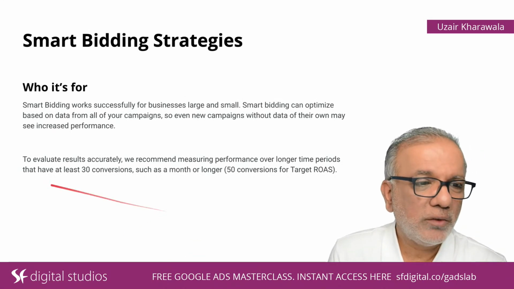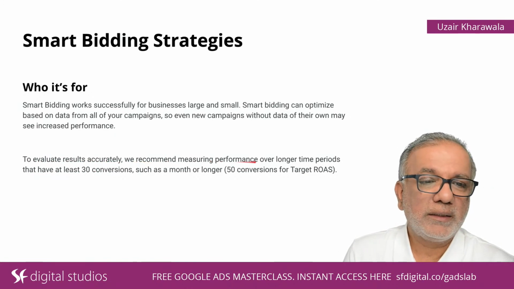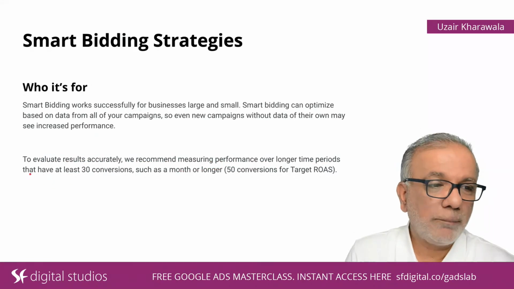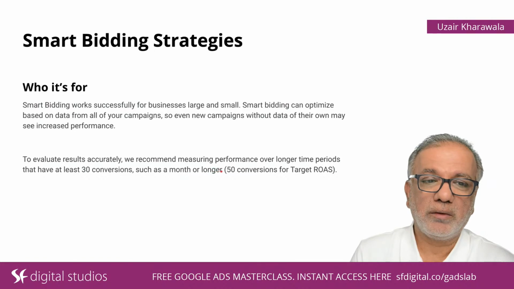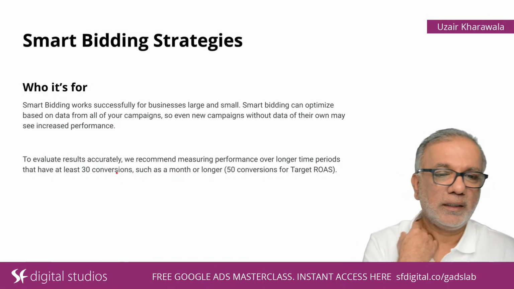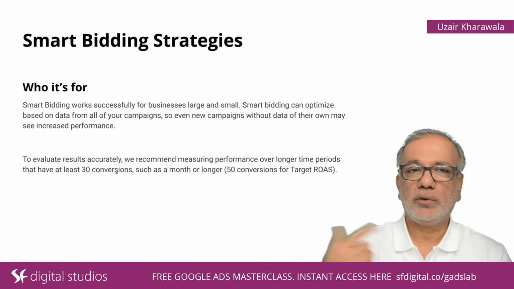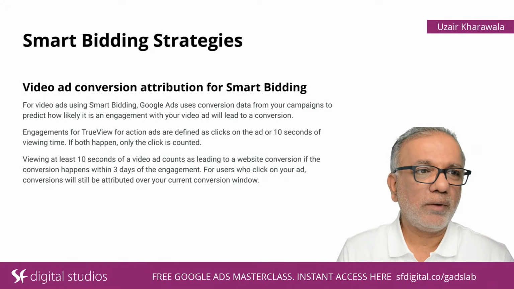And as they say over here, to evaluate results accurately, we recommend measuring performance over longer time periods that have at least 30 conversions in a month or so, and 50 conversions for TROAS. I tend to go for a minimum of 100 for TROAS and about 50 odd for target CPA. And then when I do switch over, it works pretty well.